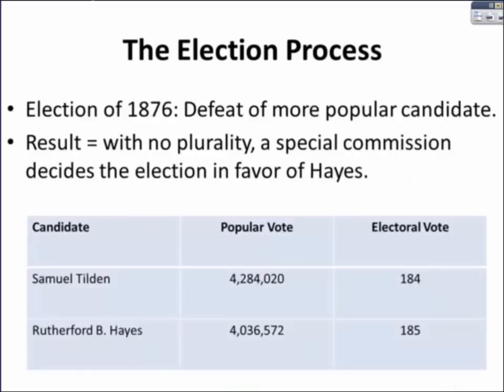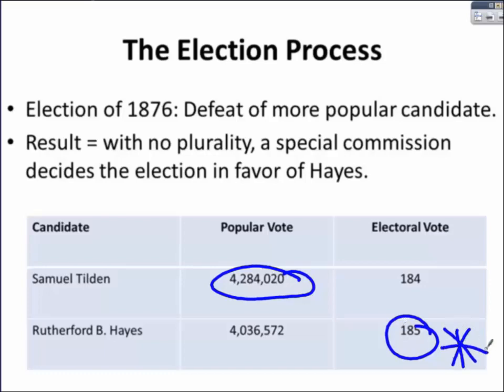The election of 1876, the defeat of a more popular candidate again. With no plurality, a special commission decides the election in favor of Rutherford B. Hayes. You can see with a little more than 200,000 popular votes, Samuel Tilden won the most popular votes. Rutherford B. Hayes, however, had the most electoral votes, but again, this number was not the necessary plurality in the election. So this special commission appointed Rutherford B.